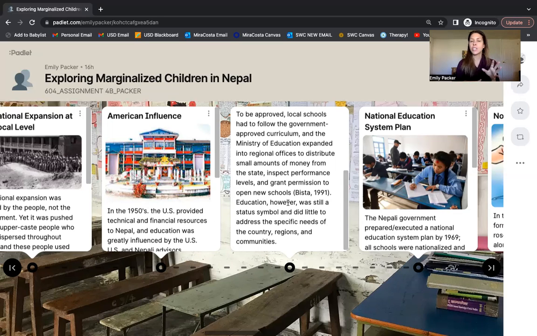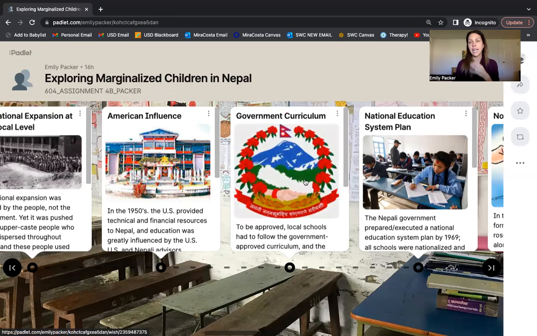So education was still more of a status symbol, and really had little to do with the local needs. So the government curriculum is still today extremely disjointed from the local needs and desires and dreams of the people of Nepal. The government curriculum was one of the most frustrating aspects of leading Trek to Teach, because our teachers had to teach the curriculum, and this curriculum was the opposite of culturally informed. And so it oftentimes had little to do with the students themselves.